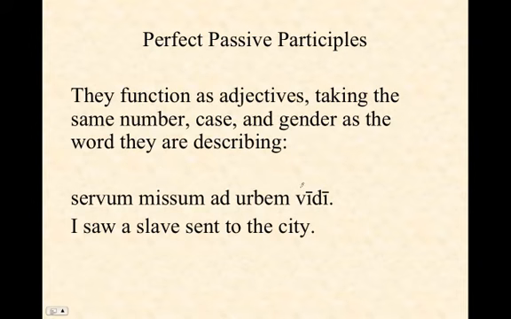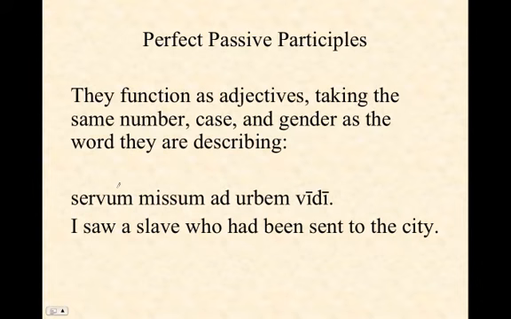And so within the sentence that I saw a slave, here servum is accusative. And if we say I saw a slave sent to the city, then the past participle will also be accusative to match the accusative object that it describes. And remember that there's always a better way to translate than the literal a slave having been sent or a slave sent. You can, if you want, make better English. I saw a slave who had been sent to the city.